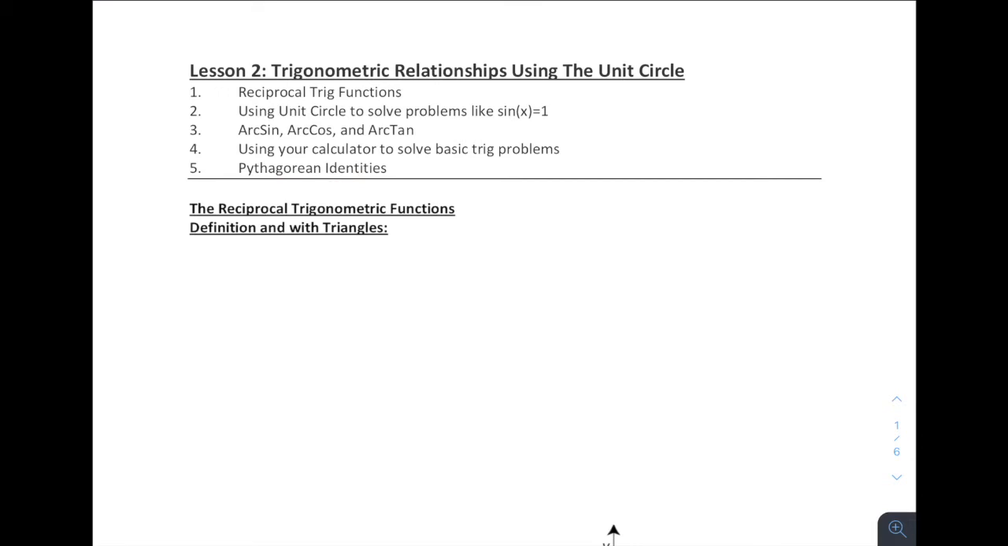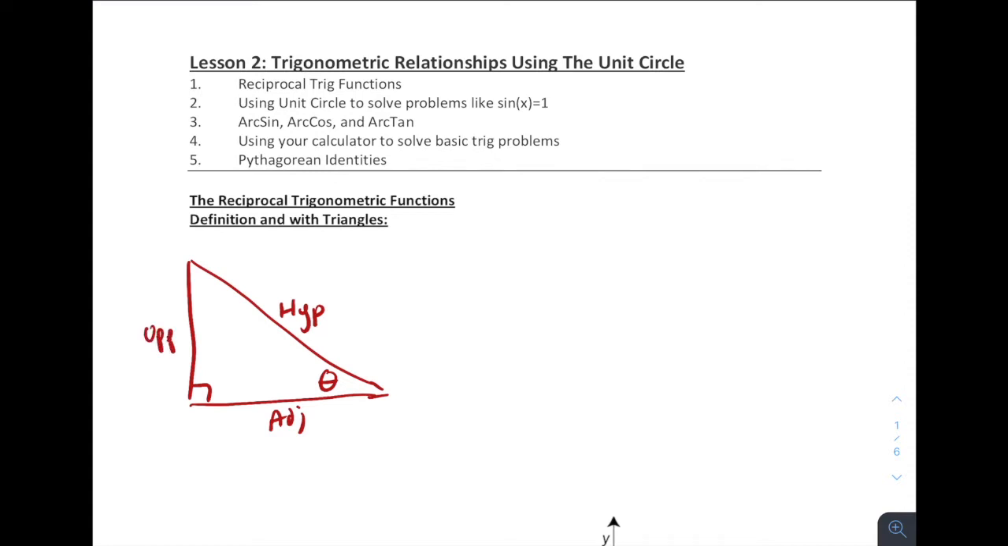So we're going to start with the reciprocal trigonometric functions. Our definition with triangles, we're going to go back to our right triangles, what we know from geometry and from a couple of years ago. If we've got a right triangle, for example this triangle right here, and we've got an angle, we know that the longest side is what's called the hypotenuse. The side that's next to the angle is adjacent. Adjacent means next to, and the opposite side is the one that's not touching the angle itself.